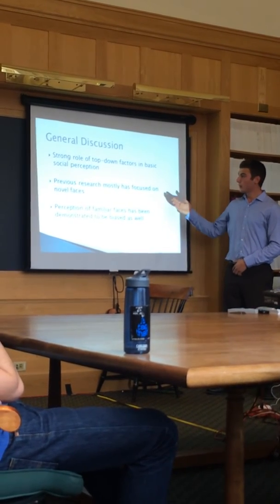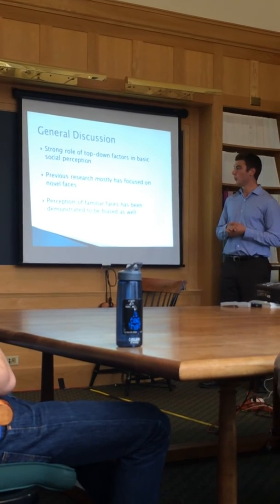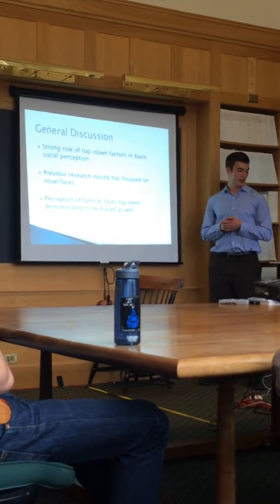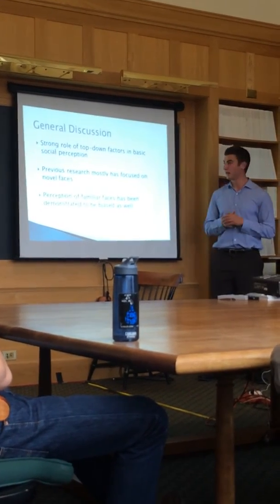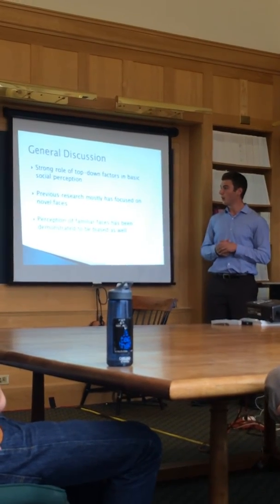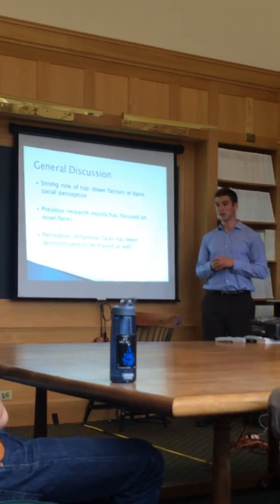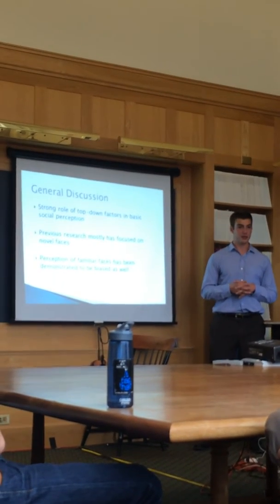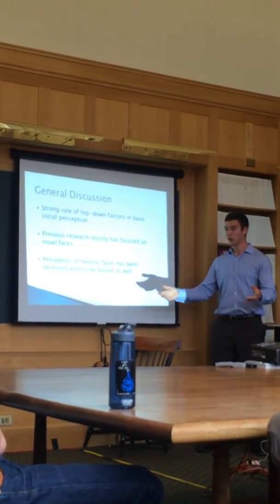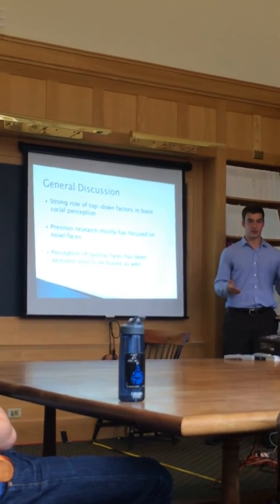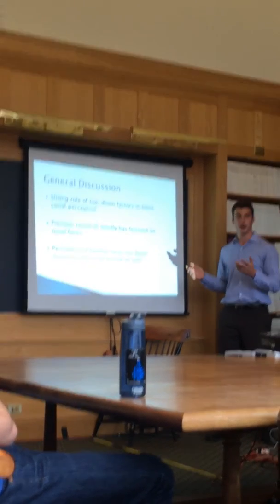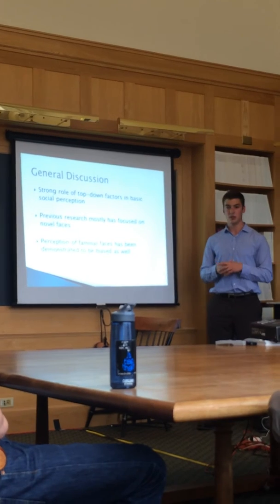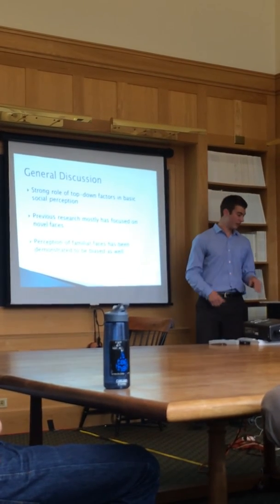So to wrap up, there's clearly a strong role of top-down factors in basic social perception, and the presented findings contribute to the strong literature. Additionally, previous research mostly has focused on novel faces, but here the perception of familiar faces has been demonstrated to be biased as well. So when you're coming into the lab, you're not just seeing the faces of these random novel strangers, you're seeing the faces of those who are familiar to you, and we've demonstrated that they're biased as well here.